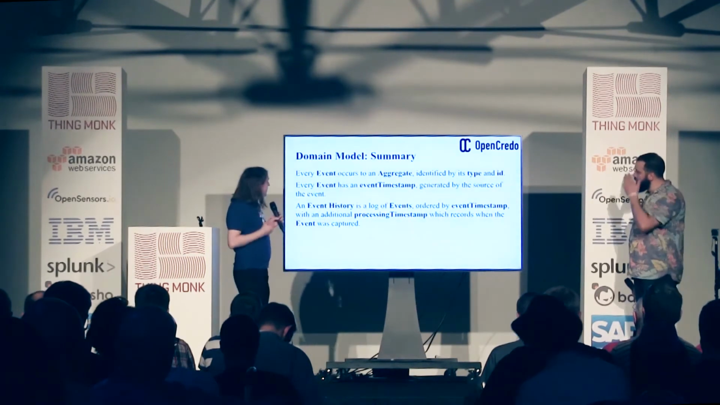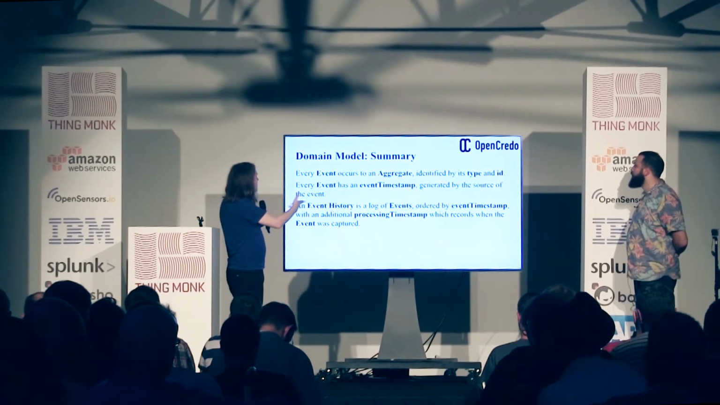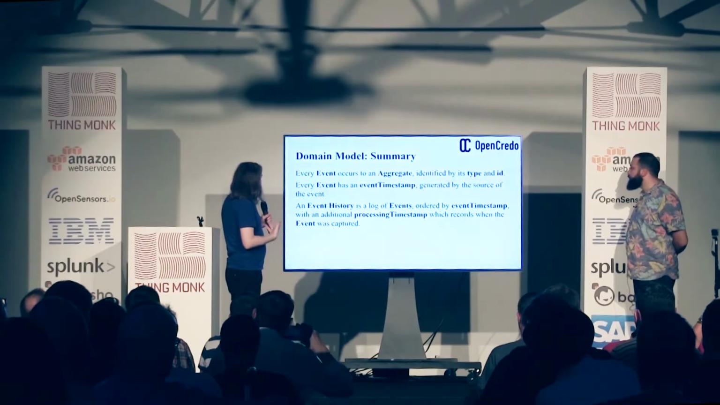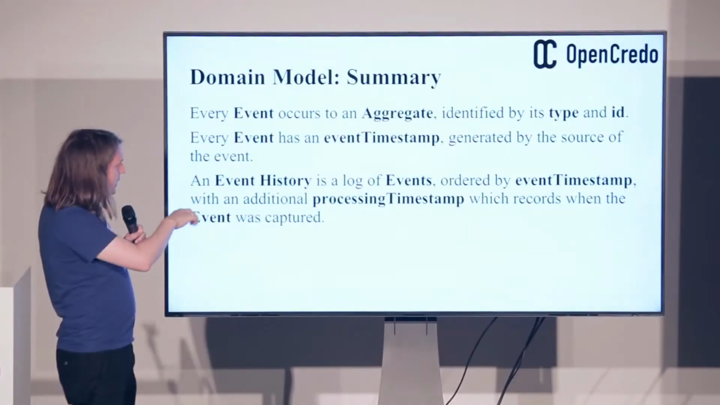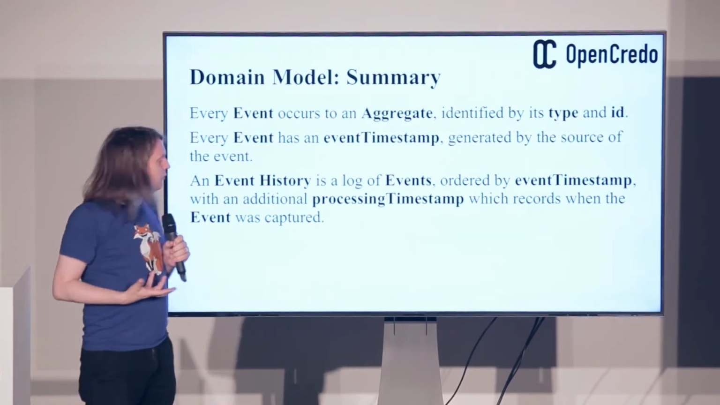So in summary, every event occurs to an aggregate, which is identified by its type and ID. It's got an event timestamp generated by the source of the event. And the event history of an aggregate is a log of events ordered by event timestamp, with an additional processing timestamp that records when the event was captured.